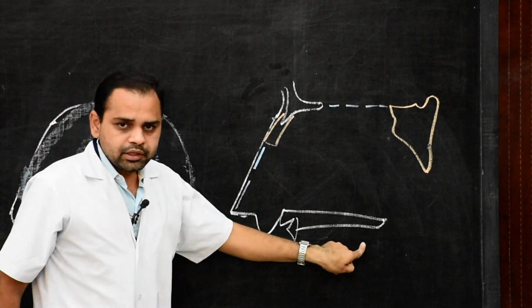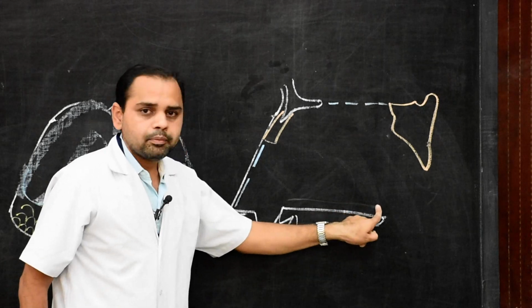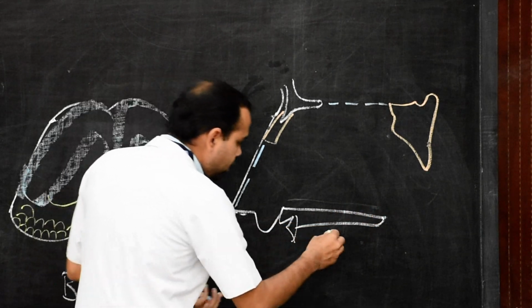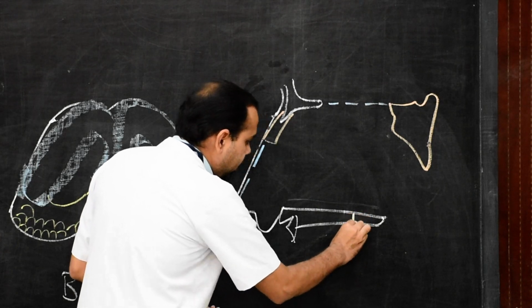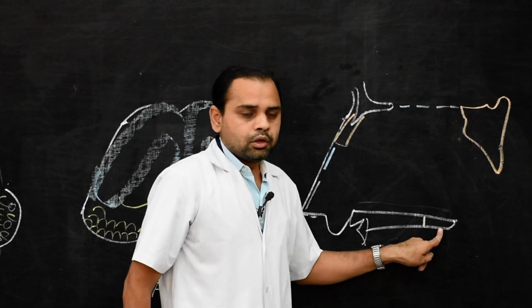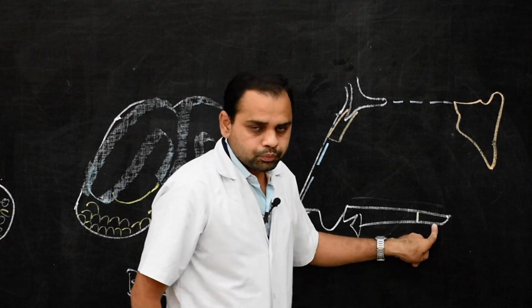The floor of the nasal cavity is formed by the upper surface of the hard palate, and as you all know, the hard palate is formed in its anterior two-thirds by the palatine processes of the maxilla, and in the posterior one-third by the horizontal plates of the palatine bone.